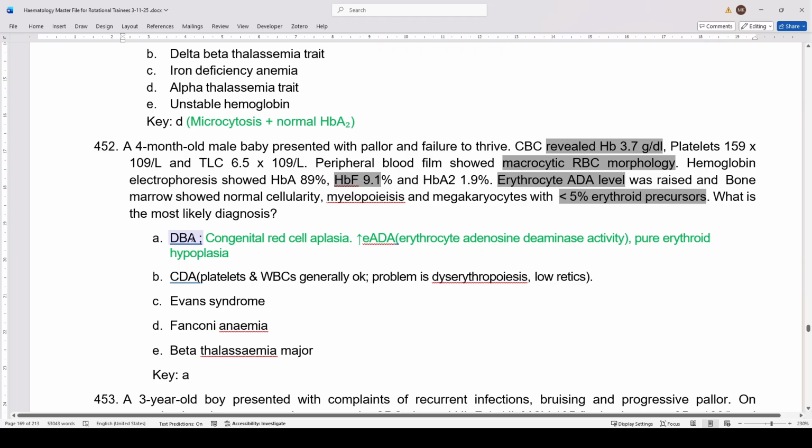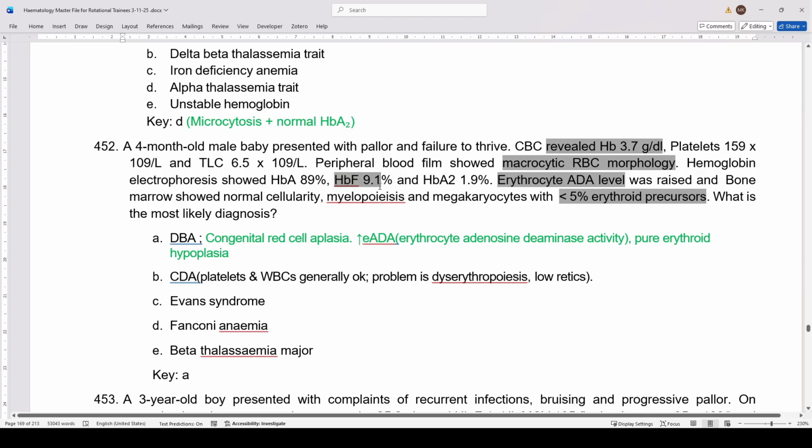So we discussed this in detail. Just to revise, it is a case of DBA, pure red cell aplasia. In this case we have less than 5% erythroid precursors. It is a bone marrow failure syndrome in which there is failure of the erythroid lineage. And just remember, in DBA HbF is always raised. It is not a case of thalassemia; you have to see all the symptoms of that.